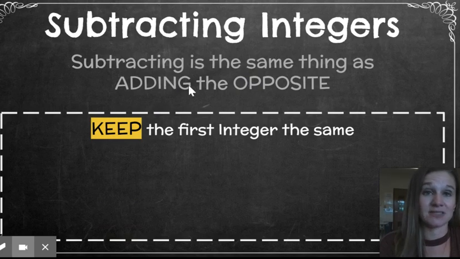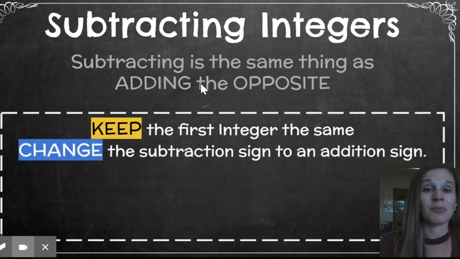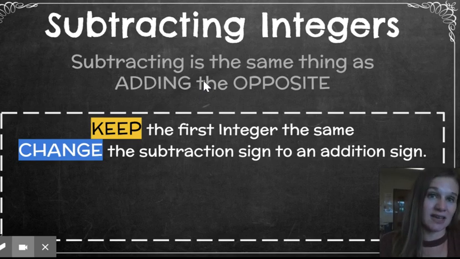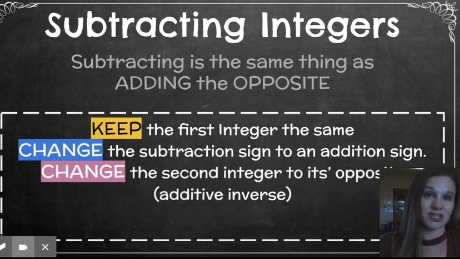We're going to keep that first integer the exact same, but because we're going to be changing it to the opposite, we're going to change the subtraction sign to an addition sign so that we can turn it back into addition. But that means we also have to change the last integer from whatever sign it is to its opposite, or its additive inverse. So that's the keep, change, change rule. Once we've done that step, we simply apply the addition rules that we already used in our previous lessons.